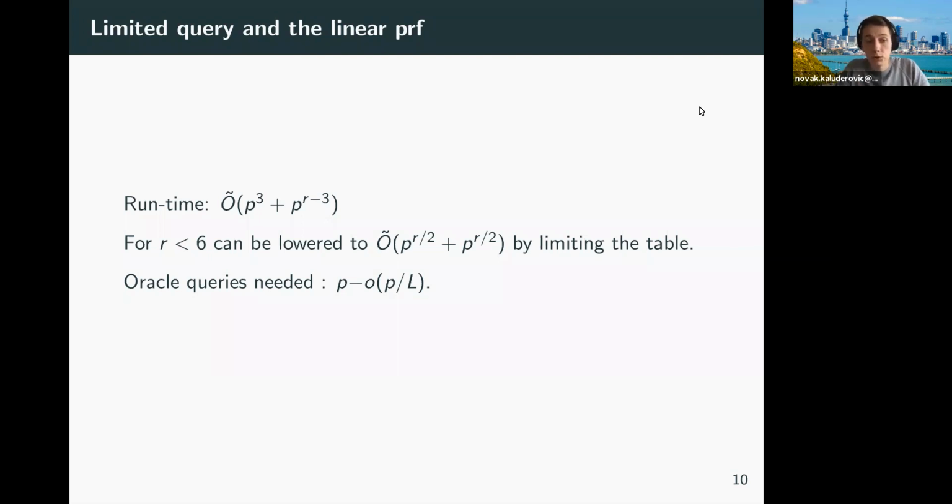This, of course, poses a natural question. Okay, but what if we're not allowed to do this many queries? And what if the number of oracle queries is severely limited? A straightforward example is the linear Legendre PRF. In fact, there we can create a square root of p table with square root of p queries, so we don't need to do any more than that.